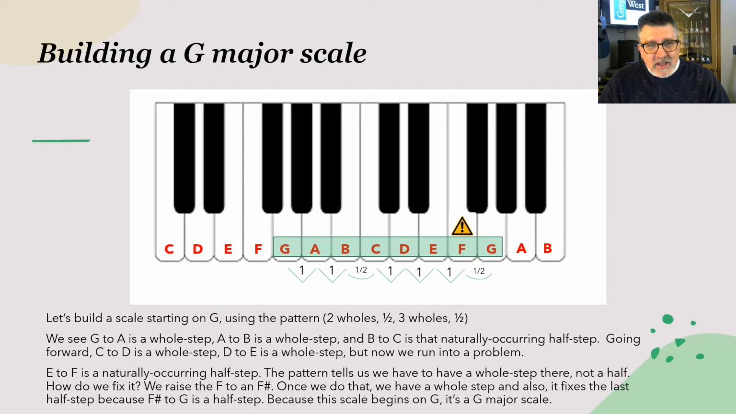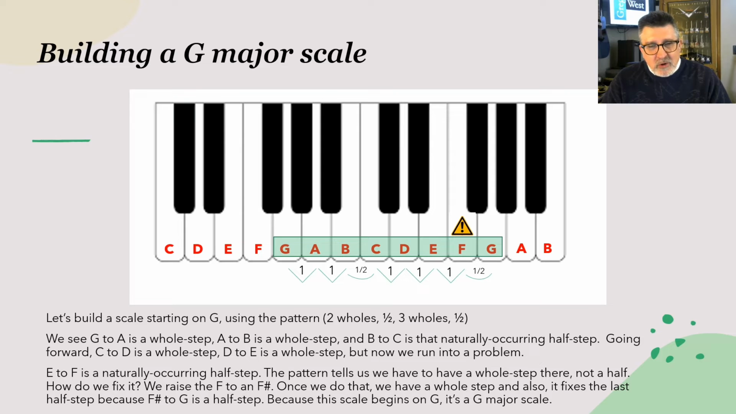If we take that F and we make that an F sharp, if we raise that one little half step, all of a sudden from E to F sharp, that is a whole step. And F sharp to G is a half step. So by putting one sharp in that scale from G to G on the F, that's going to give us the proper tone so our do, re, mi scale will sound right.